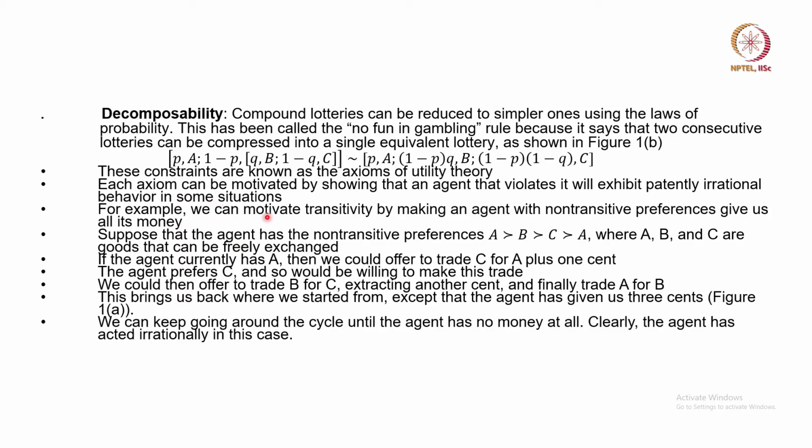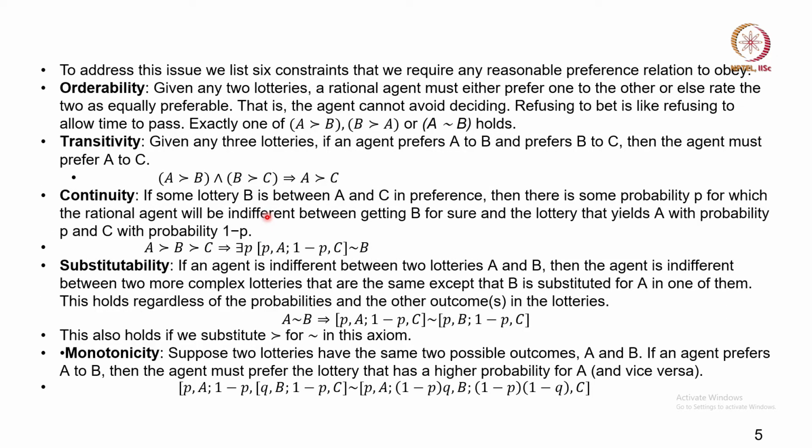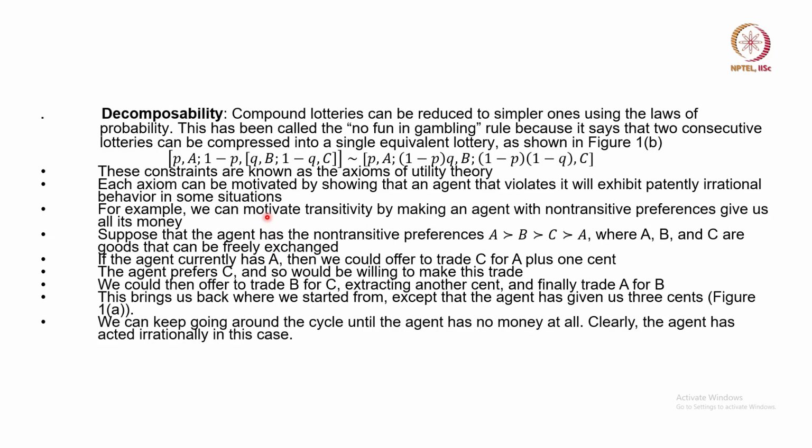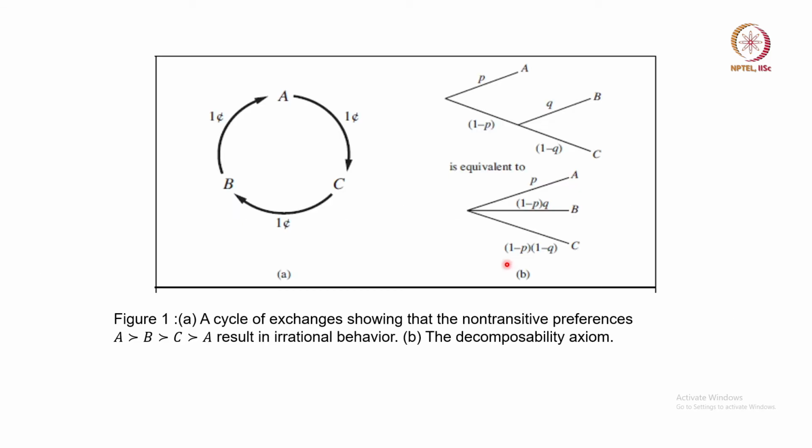So you need to have an agent that is rational. An agent has to follow all these six constraints that we said over here. If it doesn't follow these constraints, then it will lead to some irrational behavior. For example, if the agent prefers A to B and B to C and C to A, this is actually non-transitive basically, and this leads to irrational behavior. This is not basically possible.